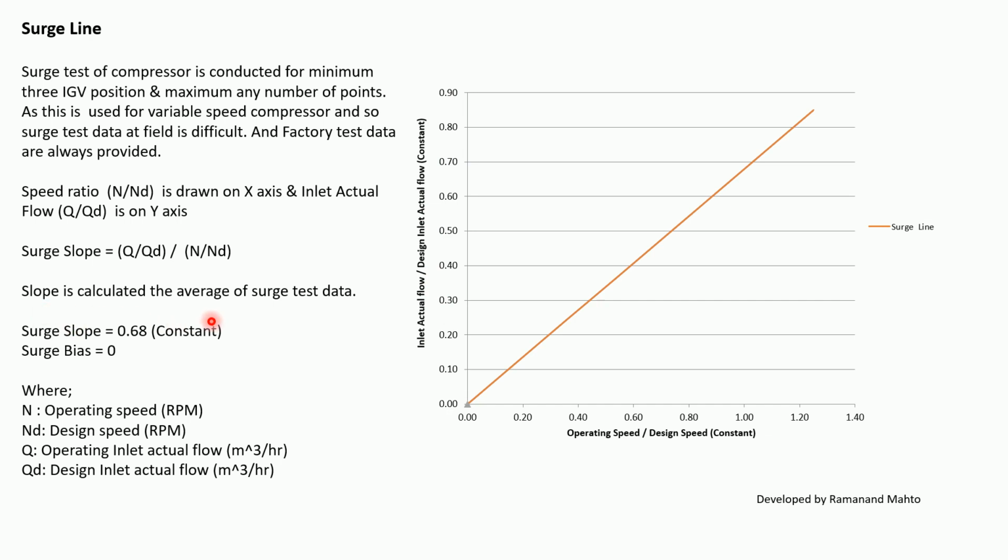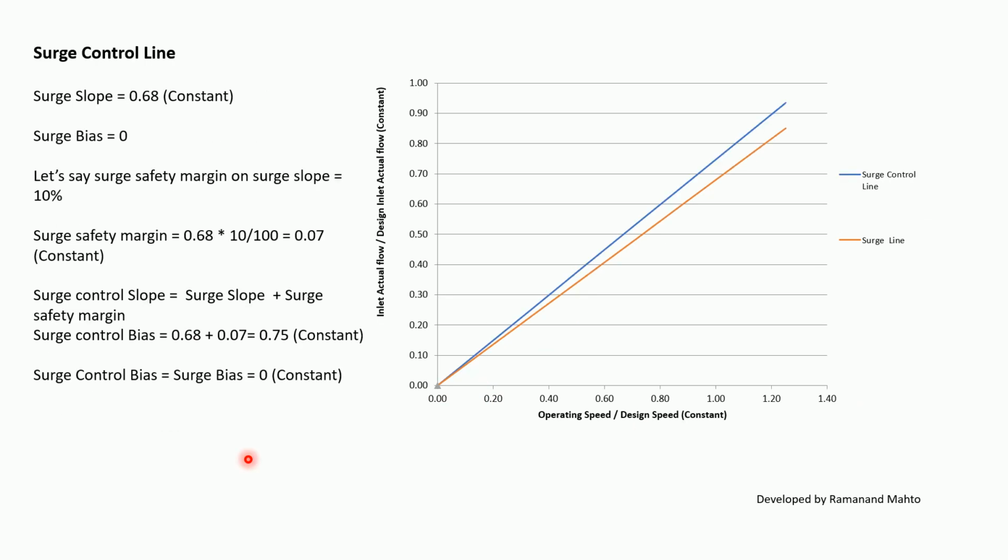Slope is calculated on the average of surge test data. For example, the surge slope is coming as 0.68 and bias is always 0. So we have a slope of 0.68 based on Q by QD on the y-axis and N by ND on the x-axis. Surge slope is 0.68, bias is 0.